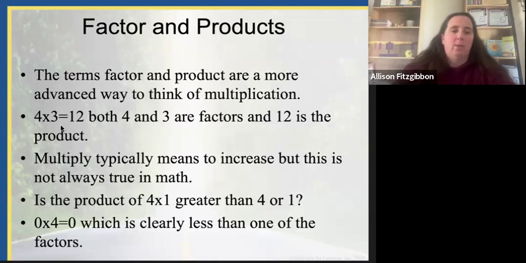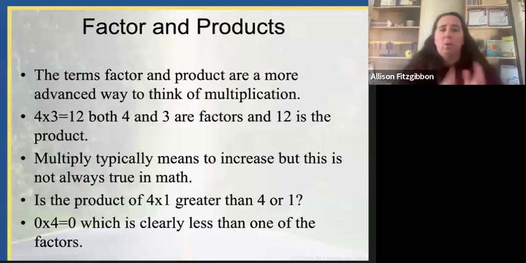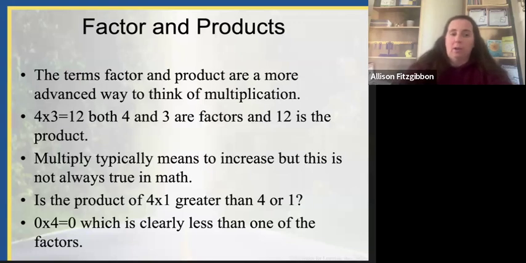So if we have 4 times 3 equals 12, well, what are our factors? Both 4 and 3 are our factors. I don't have to figure out which one is which, right? They're both factors. They both carry the same weight. They both carry the same importance because we just talked about the commutative property. It doesn't matter which one goes first, okay? And then 12 in this situation is the product.